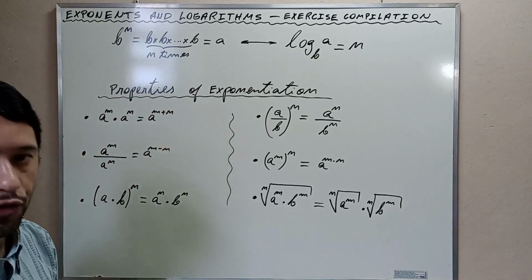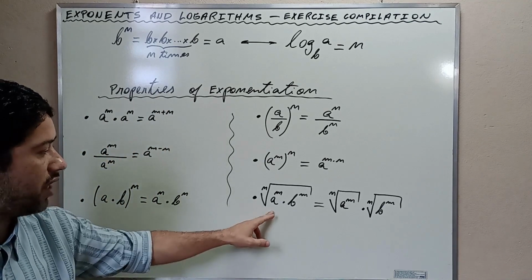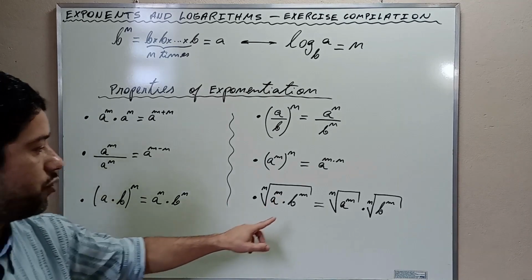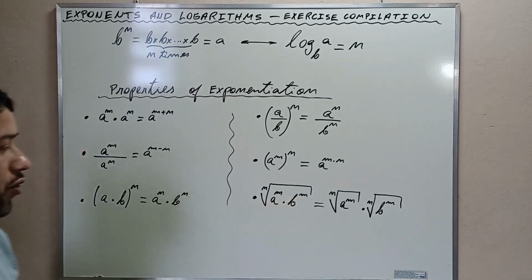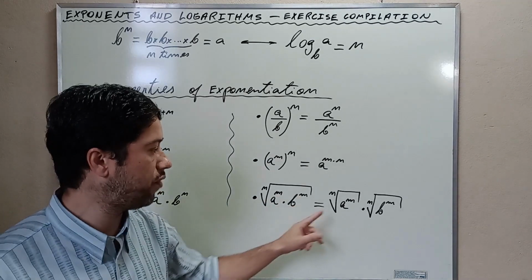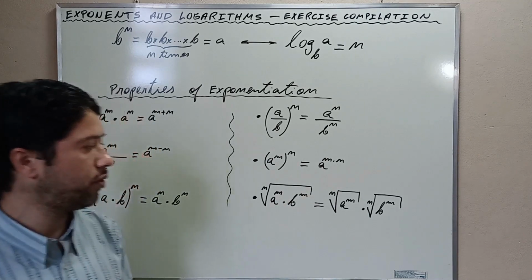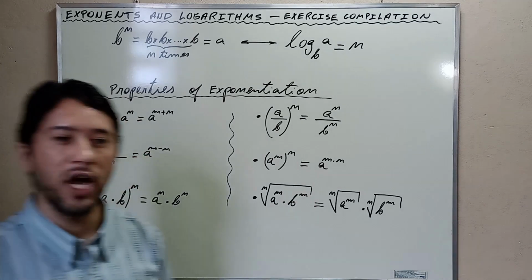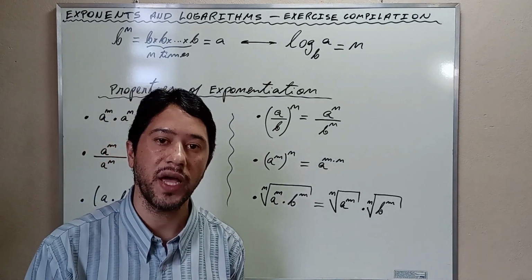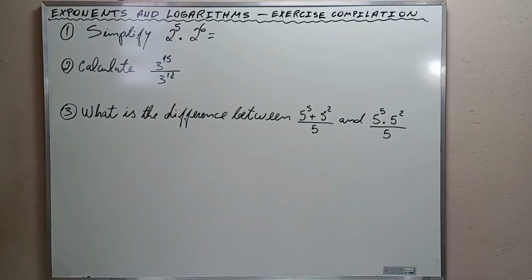The nth root of a to the mth times b to the mth is equal to the nth root of a to the mth times the nth root of b to the mth. Now my friends, let's go to the exercises. Let's begin with the exercises.